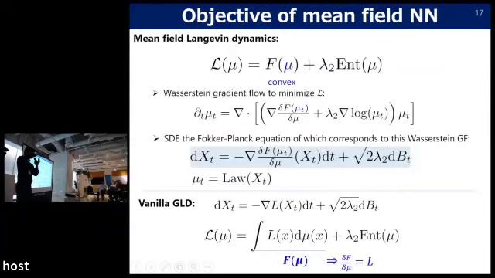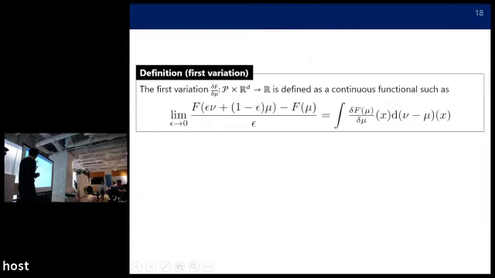That dynamics is given by this so-called Fokker-Planck equation. This is a stochastic differential equation. This term corresponds to this term, and this term is the Brownian motion term, which comes from the entropy term. Roughly speaking, this is like a gradient of this term. Each particle of the distribution tries to minimize the objective function. We are interested in the convergence of this dynamics, but there are many applications of it.